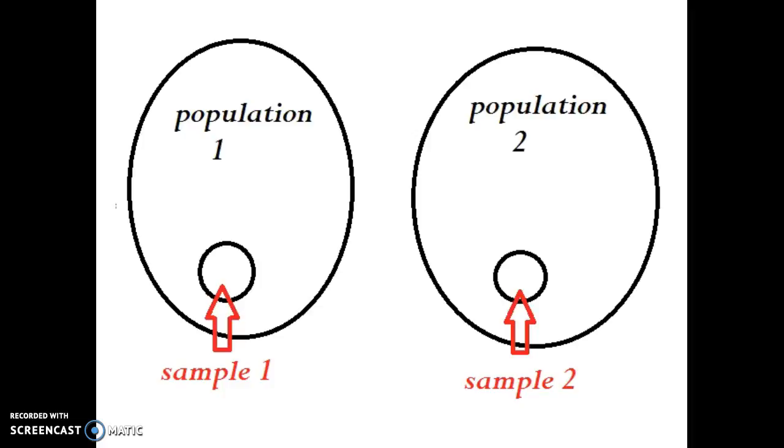The idea with comparing two samples is that there are two different populations, and in order to see if there's a difference between them or to decide which one to choose, you take a sample from each population, you look at those samples, and then you can make a decision based on those samples as to which population is better, or just if there's any difference between them.